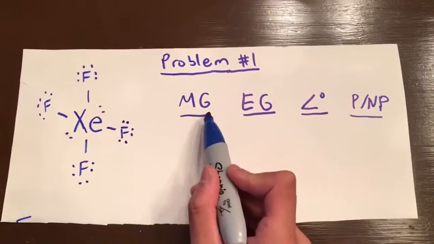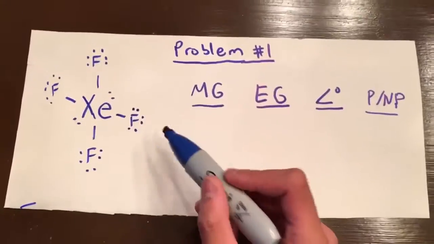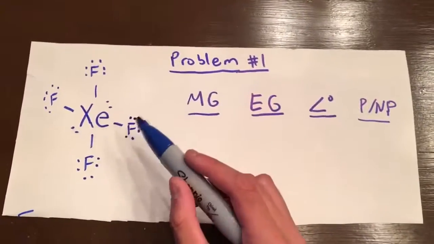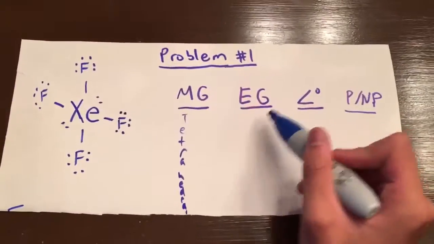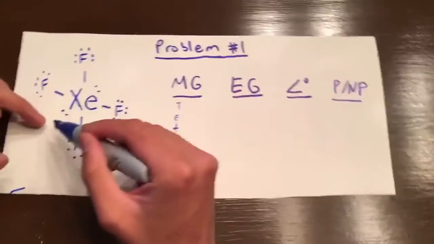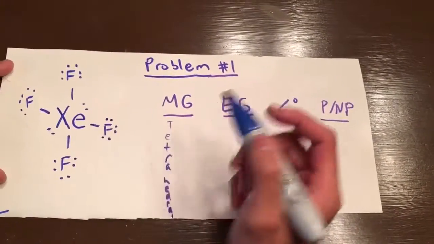So for molecular geometry, you only take into account the atoms that are a part of the Lewis structure. So here we have 4 fluorines and 1 xenon, and that creates a tetrahedral molecular geometry. For electron geometry, we take into account the lone pairs as well. So since those 2 are ligands, we have 6 bonded pairs, and that creates a square bipyramidal geometry.